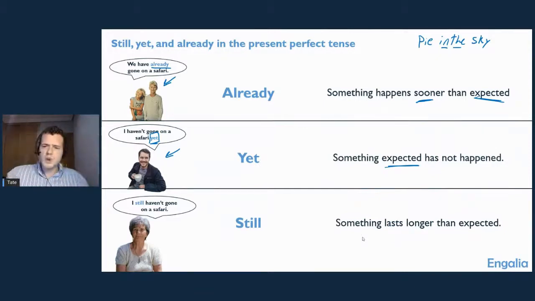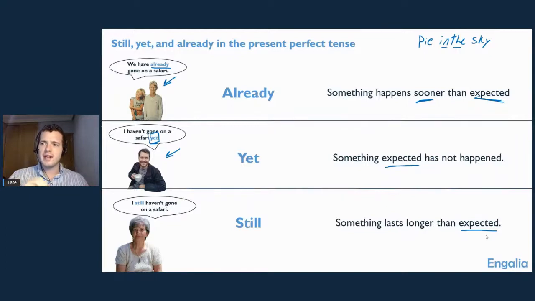Okay, so we have already where something happens before we expect. We have yet where something that we expect hasn't happened. And we have still where something lasts longer than expected. Now, I know there's a lot to this. You may need to review this after the class today. You may need to come back to this section, and that's okay. No problem. But now we're going to practice.